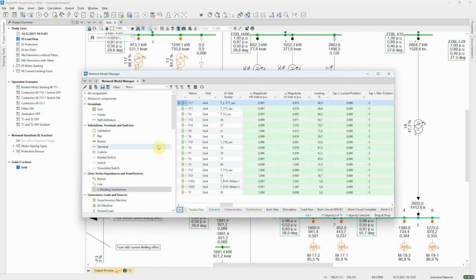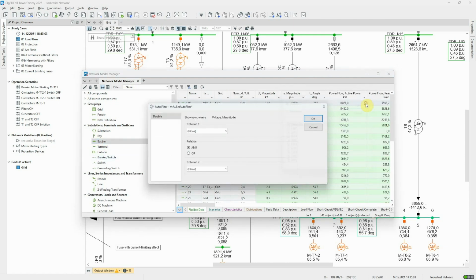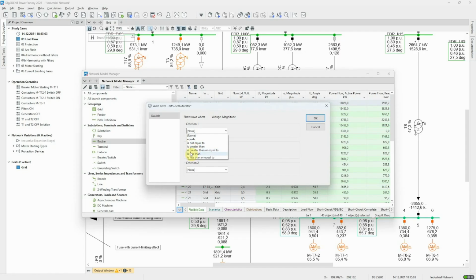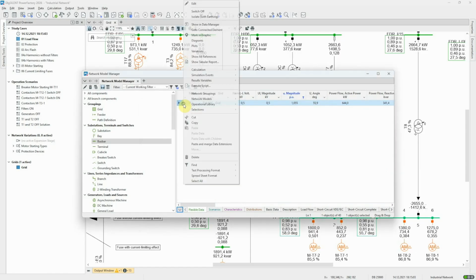If we look at the bus bars, we can filter to show those where the calculated voltage is more than 5% away from nominal. At one bus bar, the voltage is a little high.